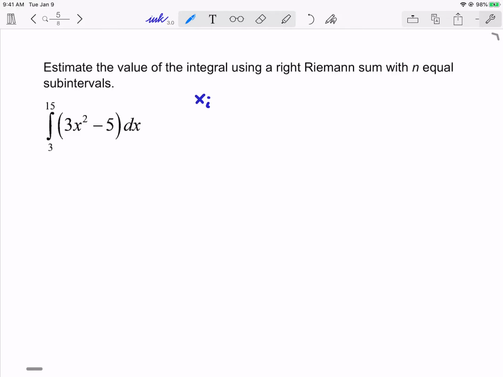So x sub i, in this case, is going to be 3 plus 12 over n times i. Where did I get the 12 over n? I got it from delta x being 15 minus 3 divided by n, which is 12 over n. So these are the two things I need to rewrite this definite integral as the limit of a summation.